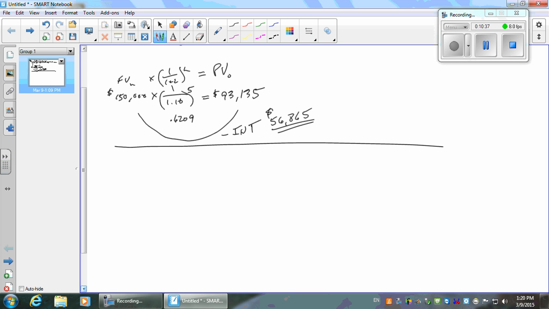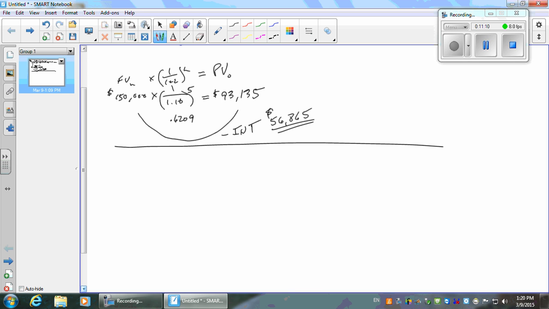150,000 over 1 plus 0.1 raised to the fifth. Well, it's not over 1 plus. It's 150 over 1.10 raised to the fifth, because taking 150 times 1 over 1.10 to the fifth is the same thing as 150 divided by 1.10 raised to the fifth. That's what you did. Yeah, that's just fine. Absolutely. It's easy, isn't it, guys?